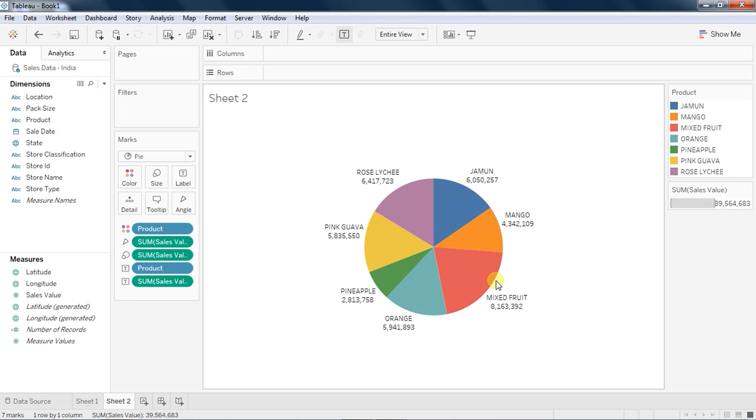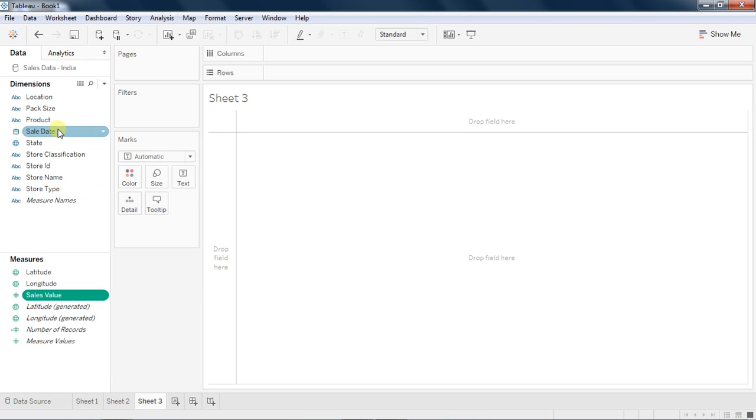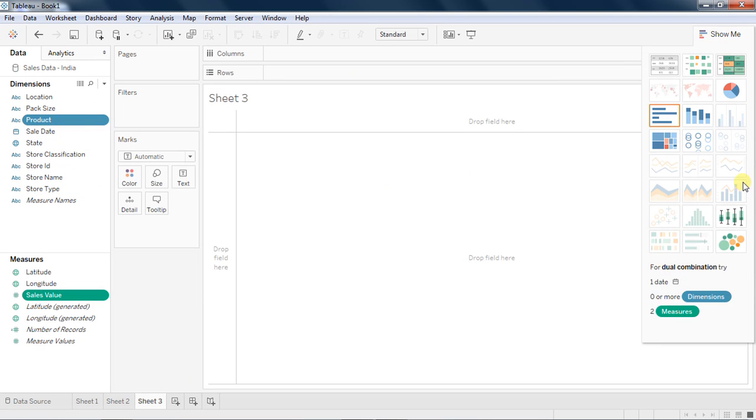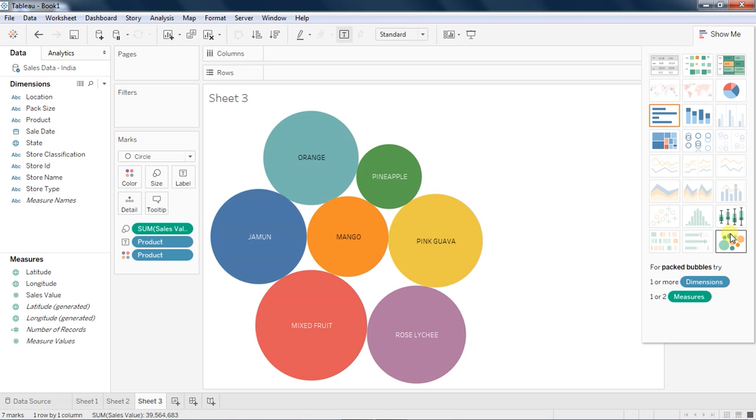So human eyes cannot distinguish angles very well, that's the fact. Okay, so please try to avoid this kind of chart. Let's try some other version of chart. Let's say I want to use a bubble chart. Now this is also a way of representation, but it is also very difficult to understand which bubble is which. So here orange and jamun bubbles appear the same, so again the same thing. Although I have various types of options, please be careful.